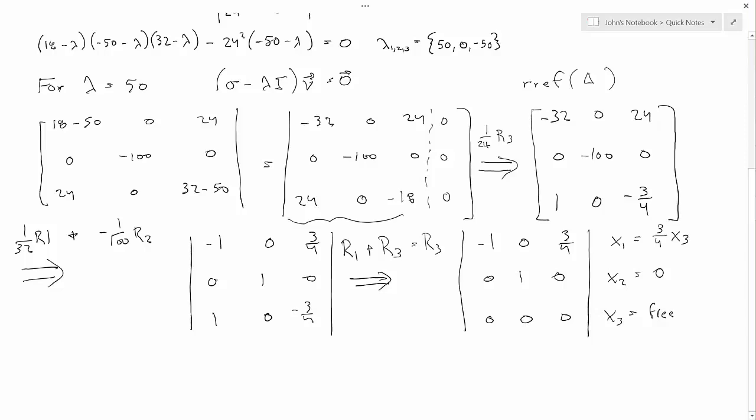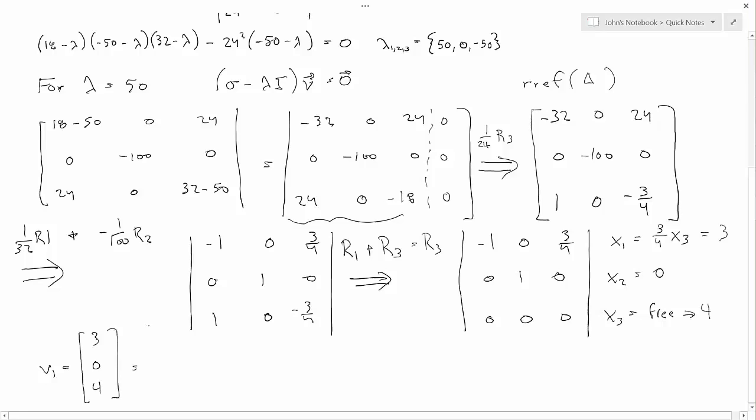Okay? Now, you could choose one, and that's typically what you do, but I don't like fractions. So I'm going to choose x3 to be 4, right? And then when I plug that in up here, then I have 3. So then I have 3, 0, 4. So V1 is equal to 3, 0, 4.